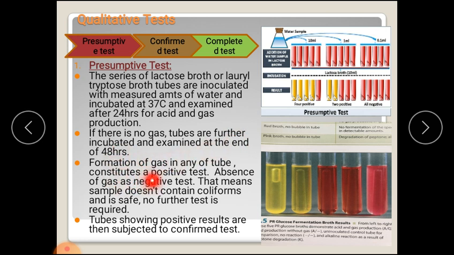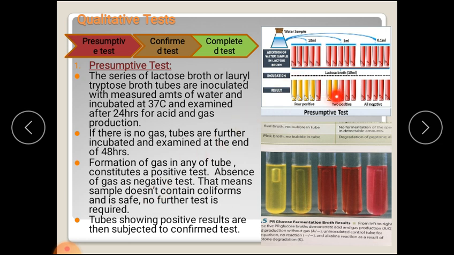If there is formation of gas in the tube, it indicates a positive test. If there is absence of gas, it indicates a negative test. That means the sample doesn't contain coliform and is safe. No further test is required. Means if the tubes remain as they are, with no change in color and no gas formation, then the results are negative and the water is safe for further use.